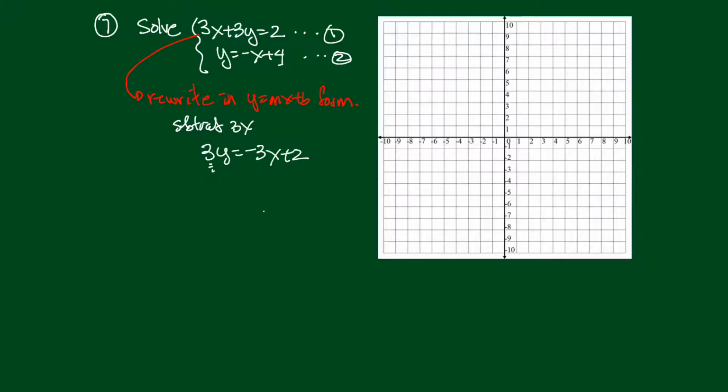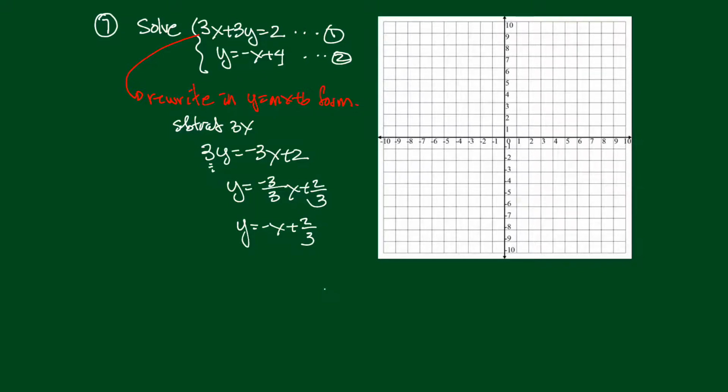And then I'll divide by that 3. So if I divide everything by 3 here, I'll get y equals, well, let's just write it. Negative 3 over 3x plus 2/3. And then what do we get here? Y equals negative x plus 2/3.